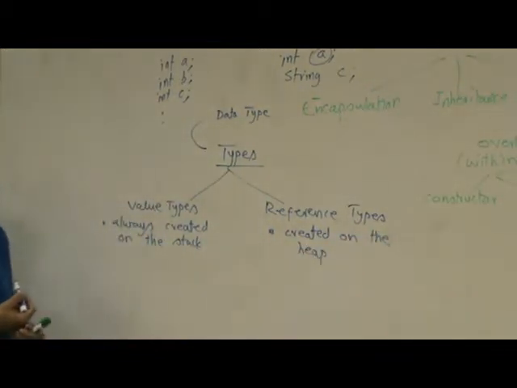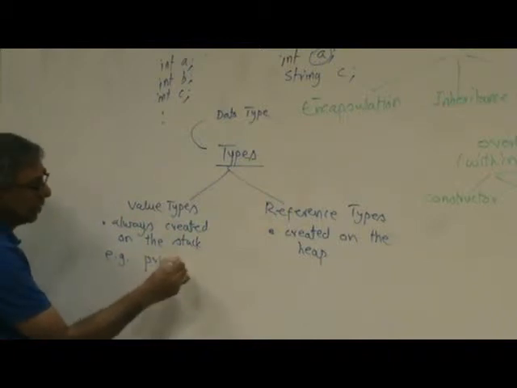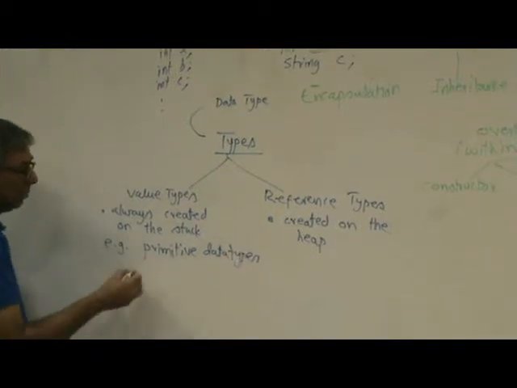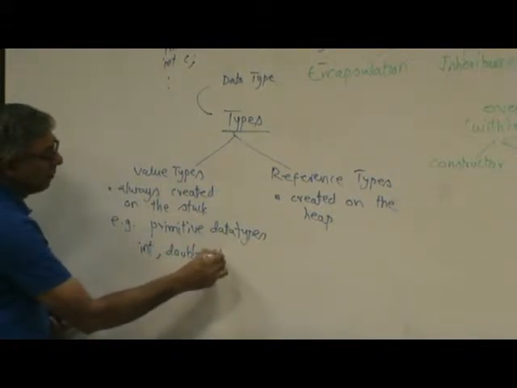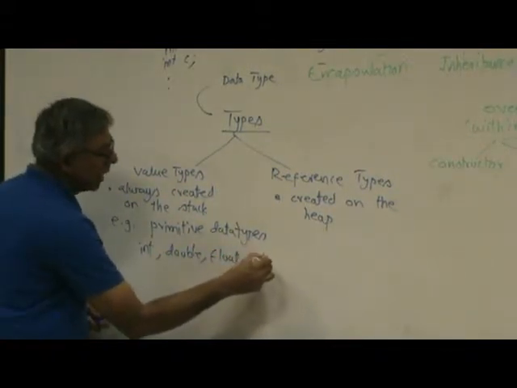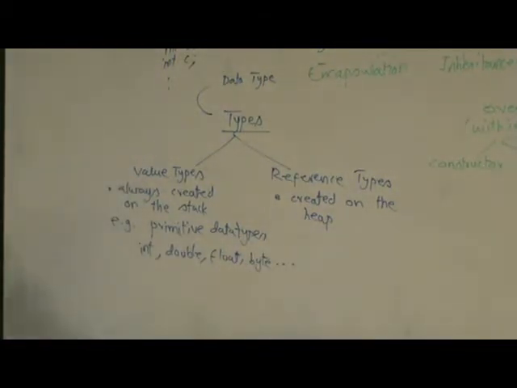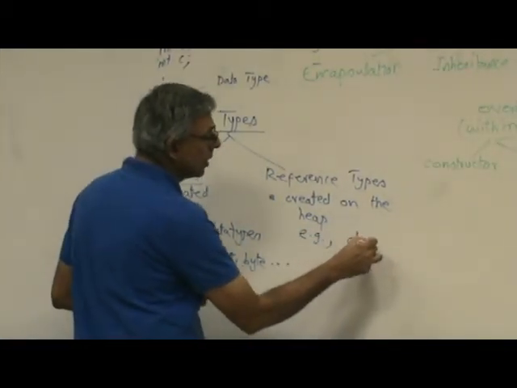Okay, so what are the examples of a value type? For example, the basic or the primitive data types, such as int, double, float, byte, and so on. Okay, so those are the basic data types, right? Okay, what is a reference type? What's an example of a reference type? Okay, so for example, class objects.